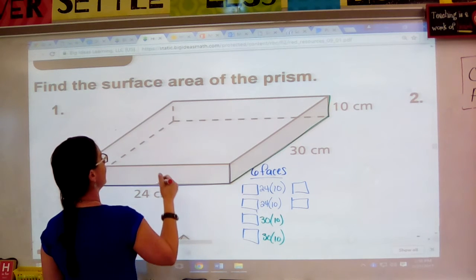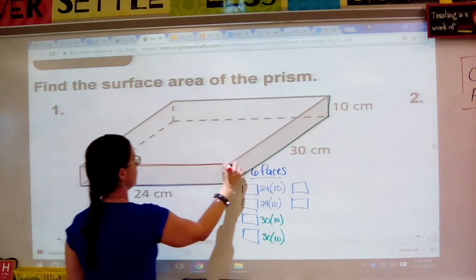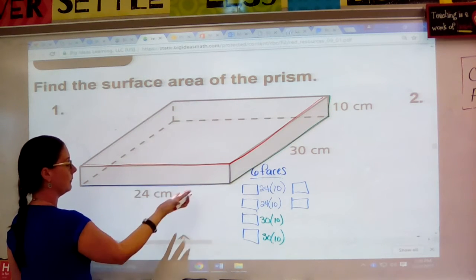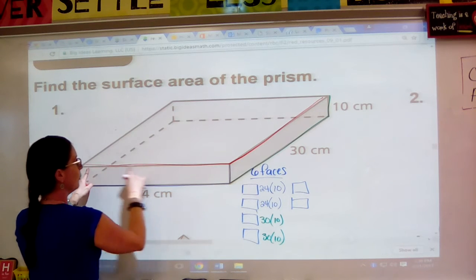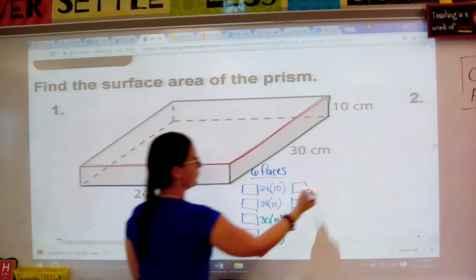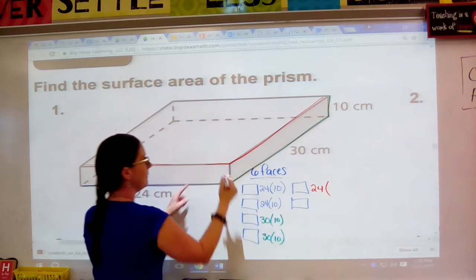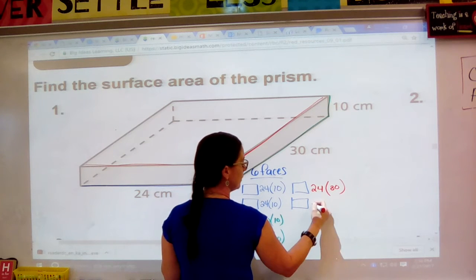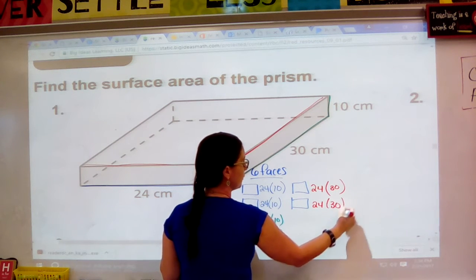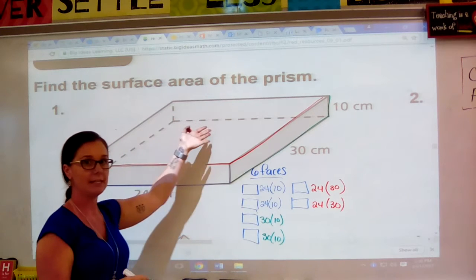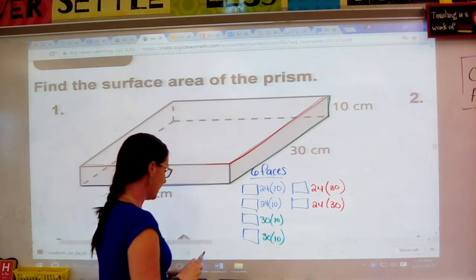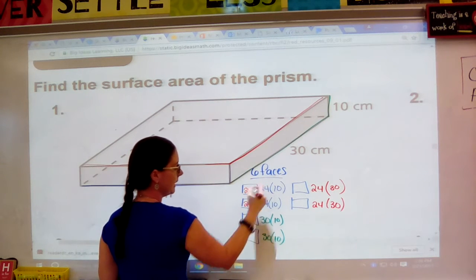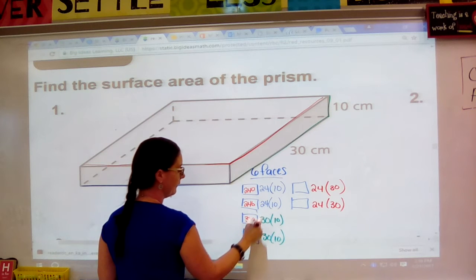And then when I'm looking at my top and my bottom faces, I have my big rectangle here on the top and then my rectangle on the bottom. So again, my edges going right to left are 24. And my edges going at a diagonal are all measuring 30. And it's a rectangular prism, so I know the opposite faces will measure exactly the same. So now I'm going to multiply my dimensions and find the area of each of my faces.